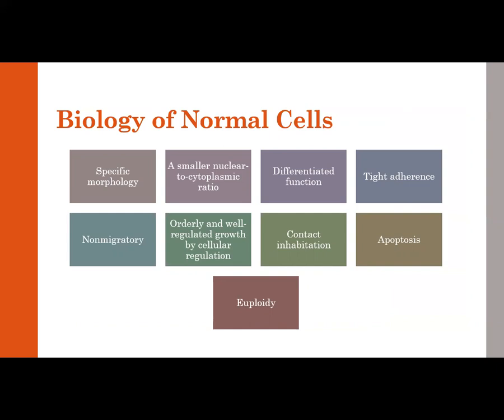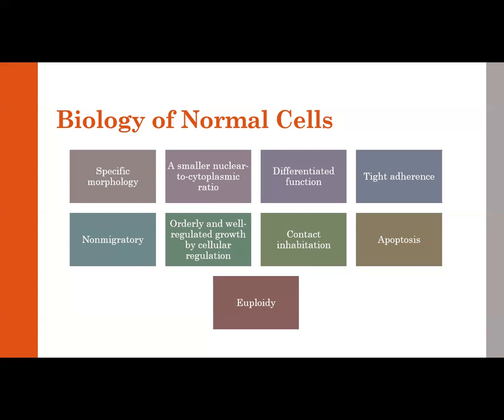An example for this would be skin cells make keratin, liver cells make bile, cardiac muscle cells contract, and red blood cells make hemoglobin. Tight adherence occurs because normal cells make sticky cell adhesive molecules that protrude from the membranes, allowing cells to bind closely and tightly together. Non-migratory means that the normal cells do not wander throughout the body.